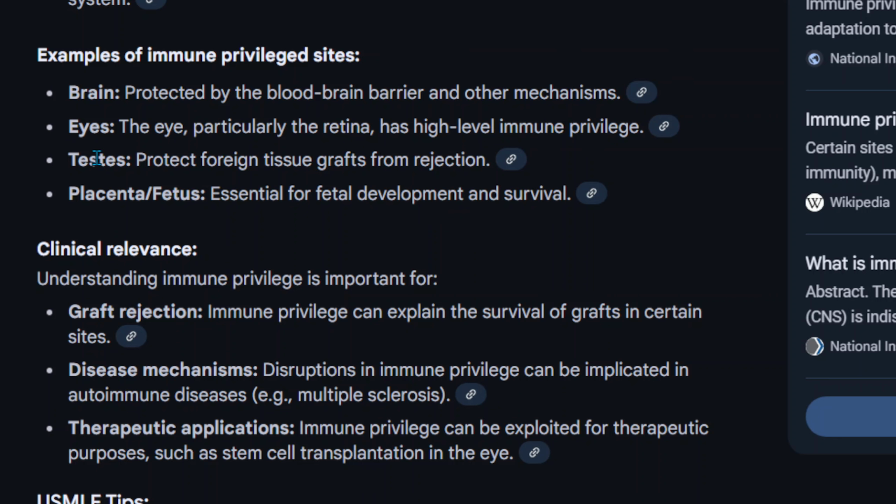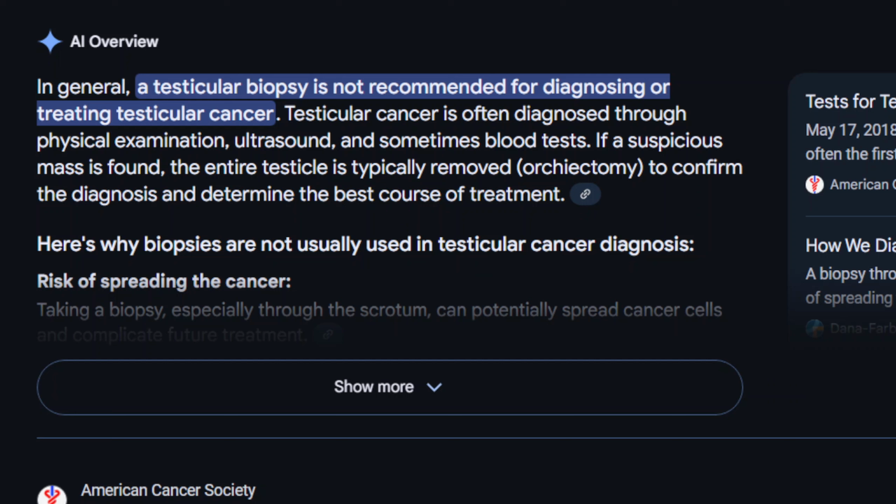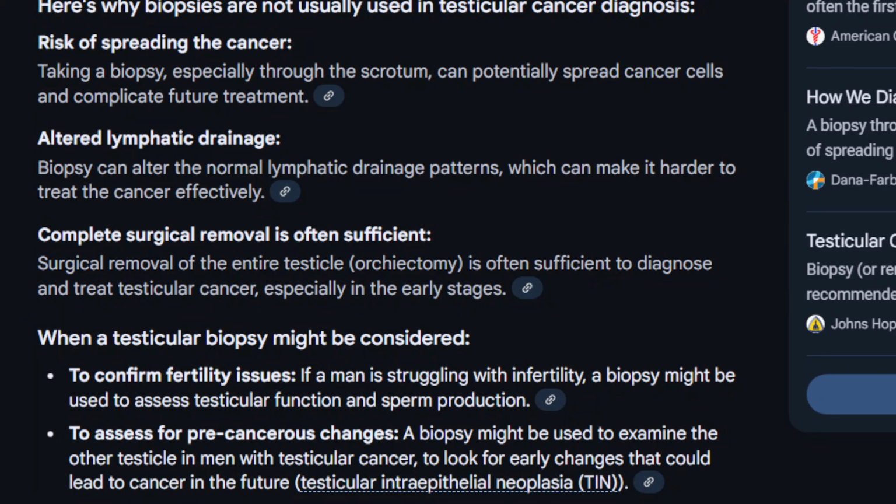Remember, when you have testicular cancer, never do a biopsy. This is very important, and I have seen a lot of questions on it. In general, testicular biopsy is not recommended for diagnosis of testicular cancer. If you have a testicular mass, they recommend an orchiectomy. They don't recommend a biopsy. Just keep that in mind. The most important reason is the risk of spreading the cancer. Taking a biopsy, essentially through the scrotum, can potentially spread cancer cells and complicate future treatment.